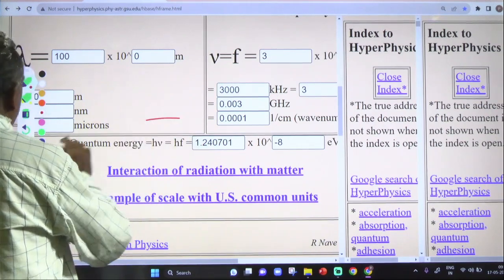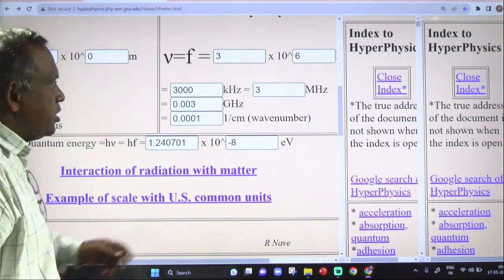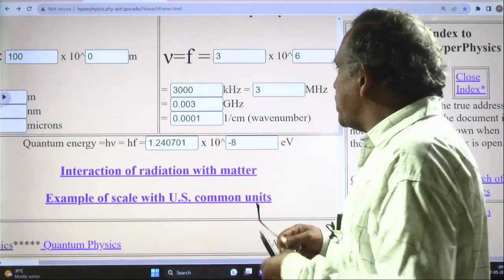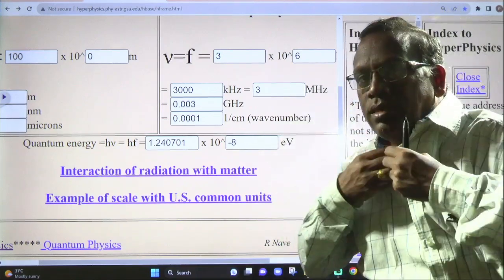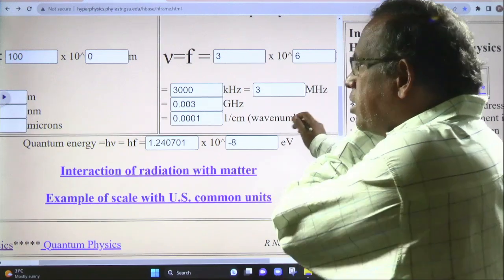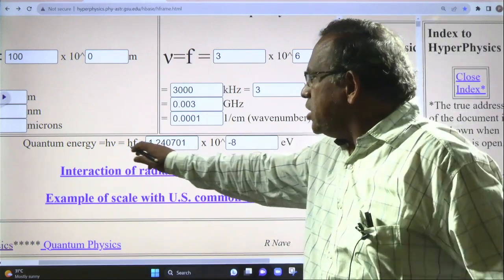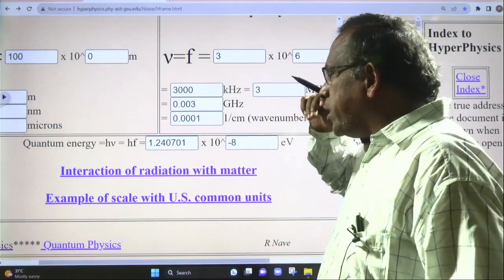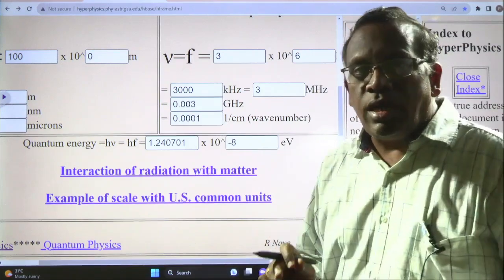That is 3000 kilohertz, which means 3 megahertz, or 3 into 10 power 6 hertz. In terms of gigahertz, it is 0.003 gigahertz. In per centimeter, the frequency is 0.001. The energy is h nu, equal to hf, where the frequency you got is 3 into 10 power 6. In that way you can convert.